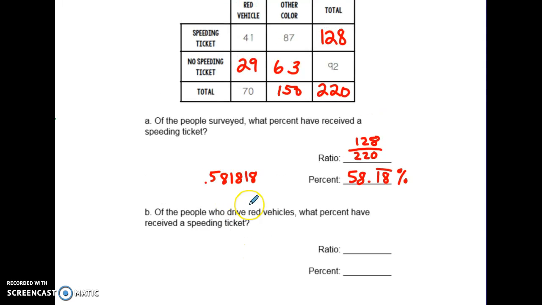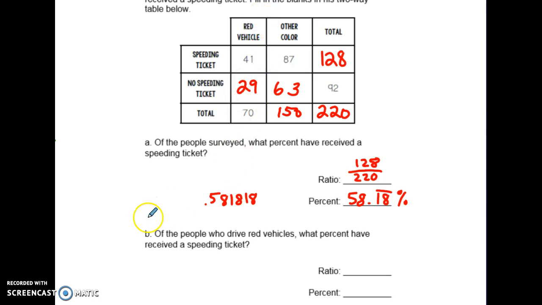This one talks about both variables. The fact that some people drive red vehicles, so it says of the people who drive red vehicles, right now we know there are 70 people who drive red vehicles, so we're only looking at these people. In that category, the ones that received a speeding ticket would be 41. Okay, so this ratio is very different from this one. This one's only going to have a total of 70. Because those are the amount of people that drove the red vehicles, and the speeding ticket was 41.